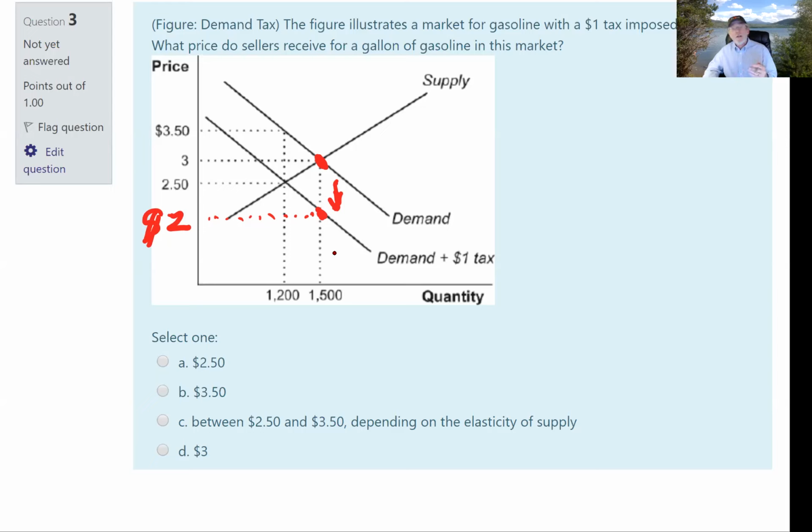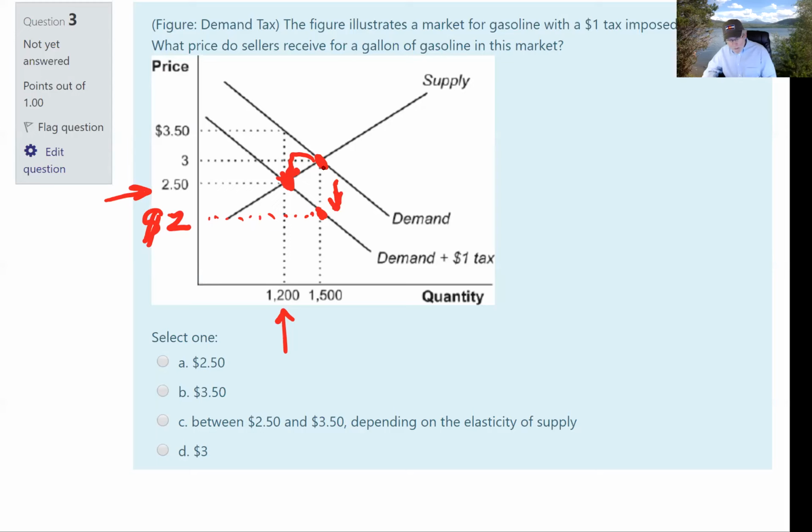Now that we know demand is shifting, we ask, well, where's the new equilibrium? And of course, equilibrium is always at the intersection of demand and supply. So we started out here. We're going to move to here. That is going to be the new equilibrium. It's going to be a quantity of 1,200, and the price is going to be $2.50. Now we have to be careful. What price do sellers receive for a gallon of gasoline in this market?